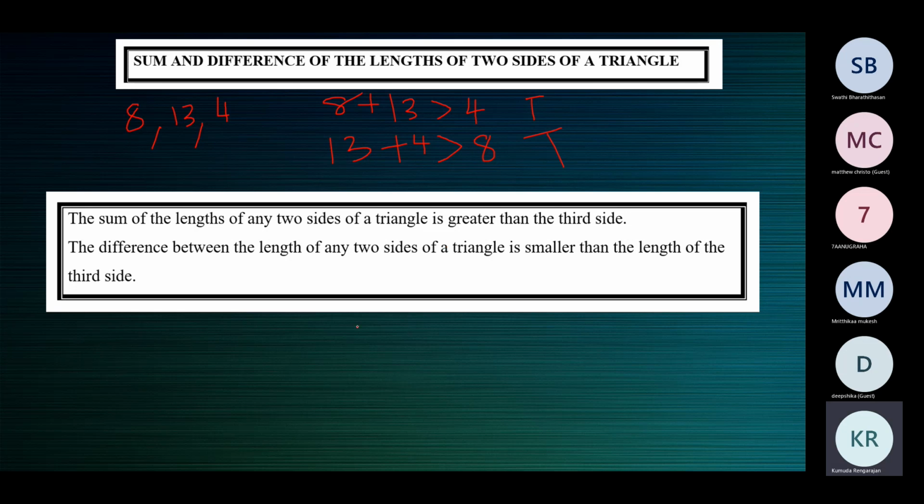What's the third one? 8 plus 4. What's 8 plus 4? It gives you 12. And this is less than 13. Therefore, no triangle is formed. A triangle cannot be formed with these lengths, because 8 plus 4 is 12 and 12 is less than the third side 13. So you should write, therefore, no triangle is formed.